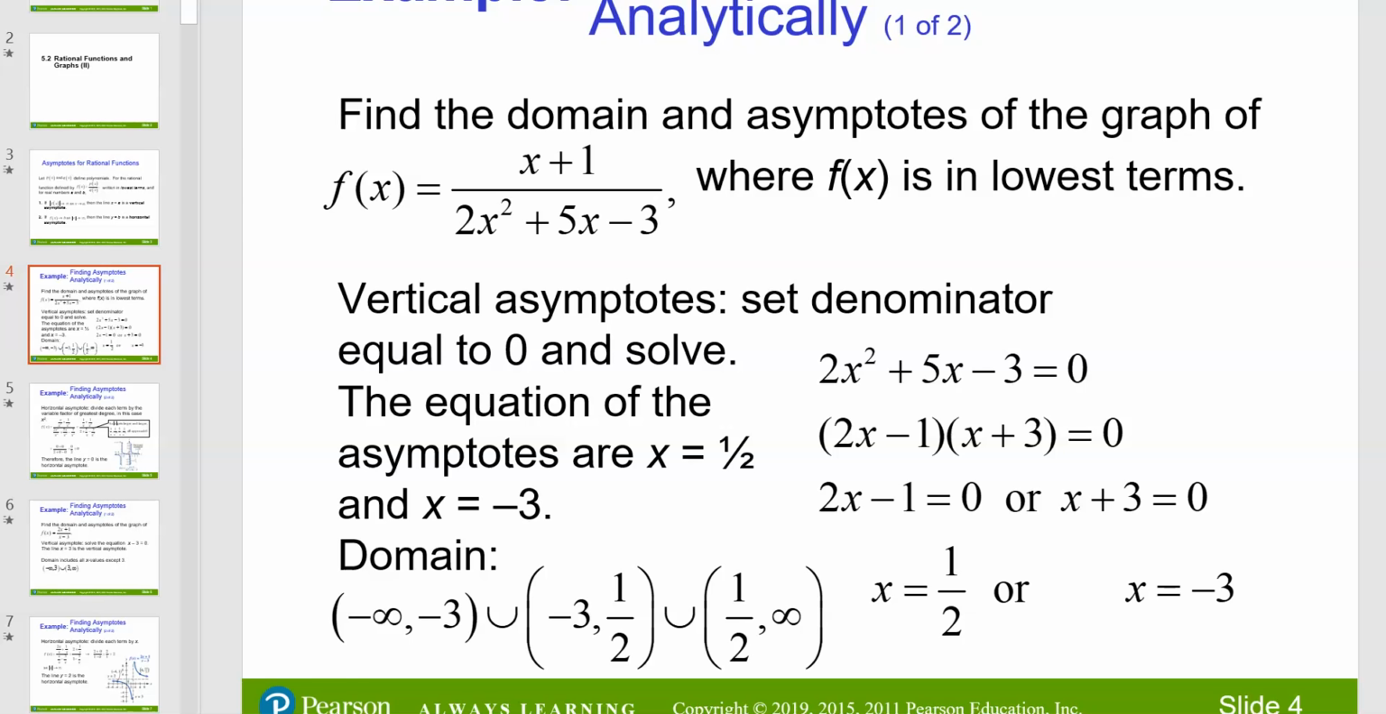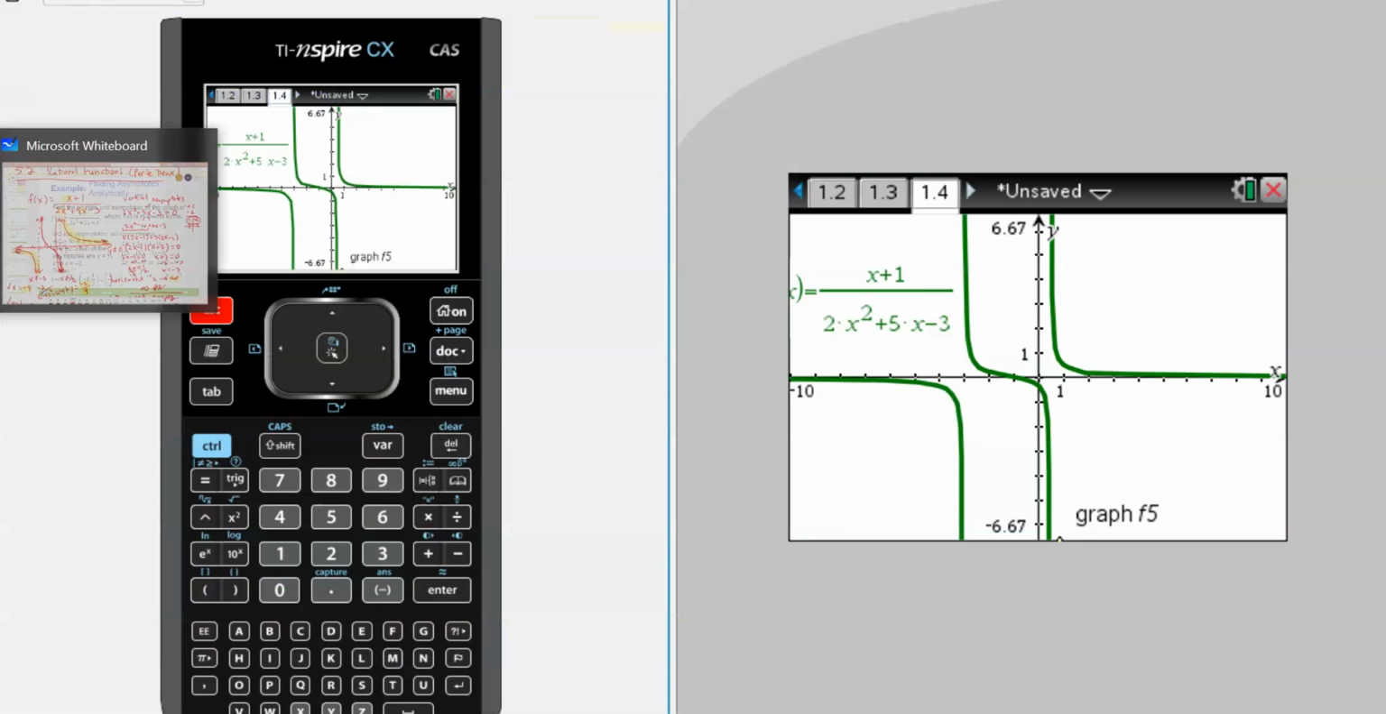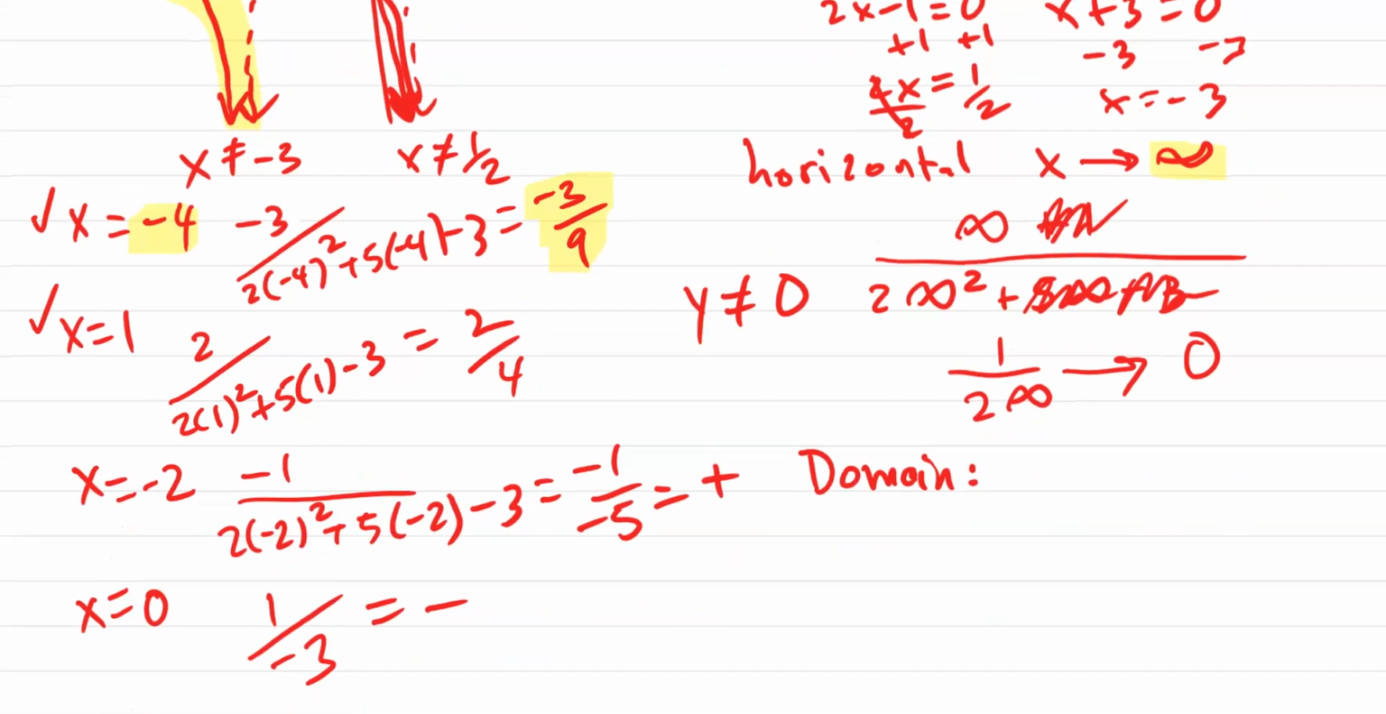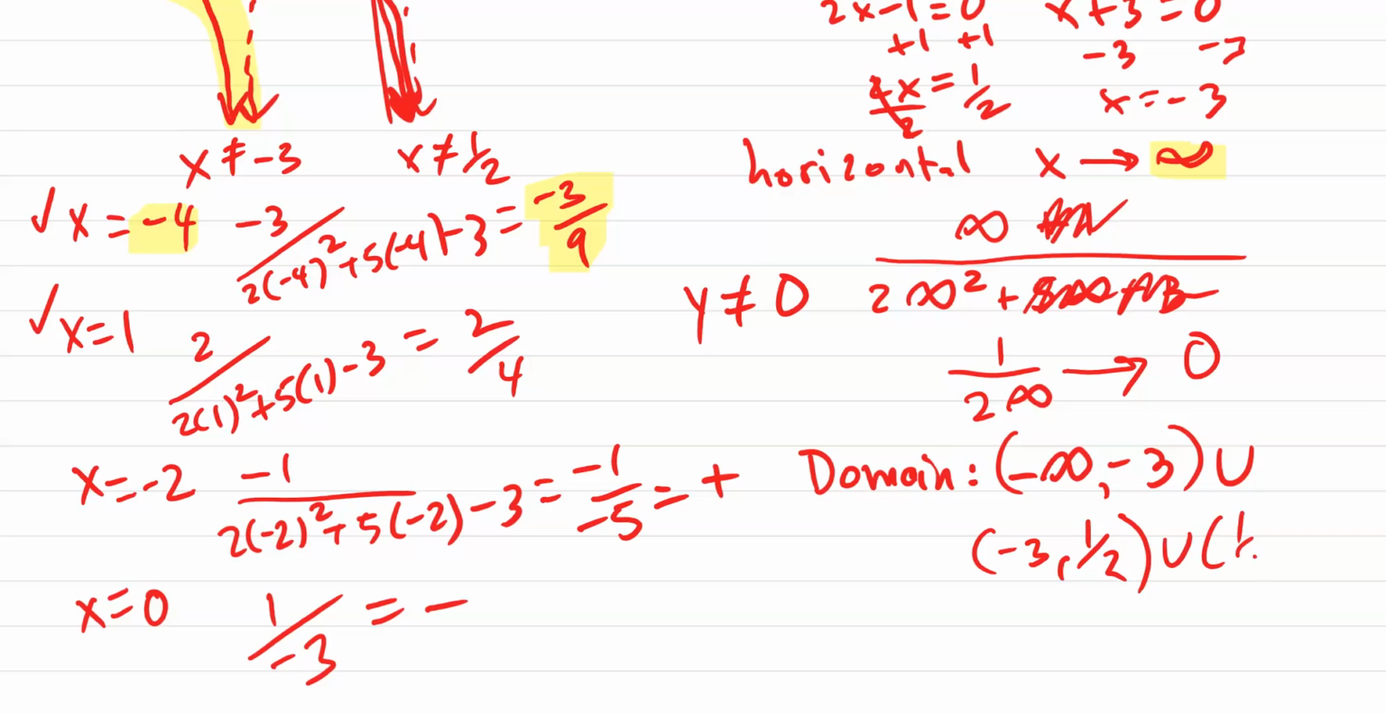Let's see how we did. Oh, they do talk about the domain again, so we should do that real quick. It's a good thing I'm using these notes and not just going on. So what happened to the domain here? Well, it had 2 holes, right? It went from negative infinity, but then it stopped at negative 3. There was our first asymptote. And then it went between negative 3 and 1/2, and there was a hole there. And then it continued from 1/2 to infinity.